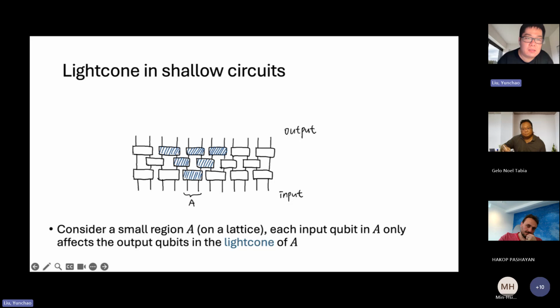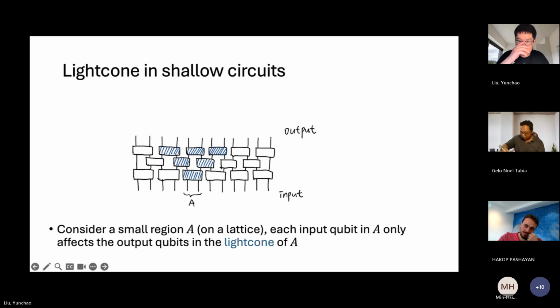And the light cone property says the following. So let's consider a small region A, for example, on the finite-dimensional lattice, on which our quantum system lives. And here in the picture, we just have a one-dimensional lattice. And we know that each input qubit in A can only affect the output qubits in the light cone of A. So here the light cone is precisely the quantum gates colored in blue. So if we look at the two input qubits in A, if we change the input, it can only affect the output reduced density matrix of the 6 output qubits on the top of the light cone. Any qubit that is not in the light cone will not change due to the effect of A.